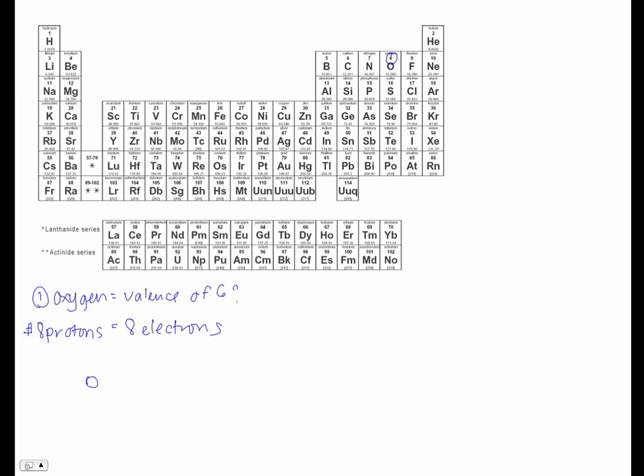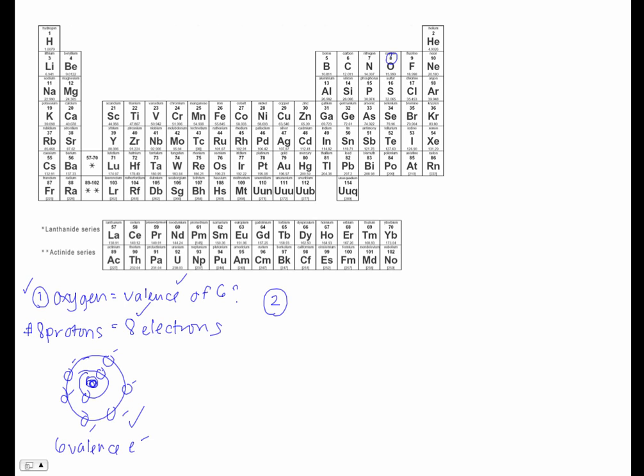Let's draw our nucleus. First shell should have how many? 2. Second shell should have how many? 6. 2, 3, 4, 5, 6. All in all, did we have our 8 electrons? Yes. 1, 2, 3, 4, 5, 6, 7, 8. We're good. In our outermost shell, how many electrons do we have? Well, we have 6. So here we have 6 valence electrons. Are we right? We are correct. So number 1 is correct.